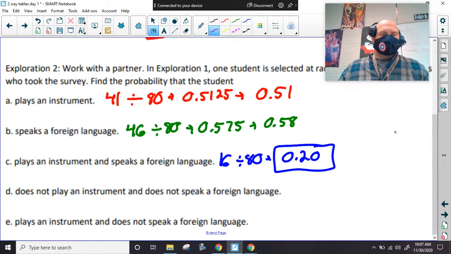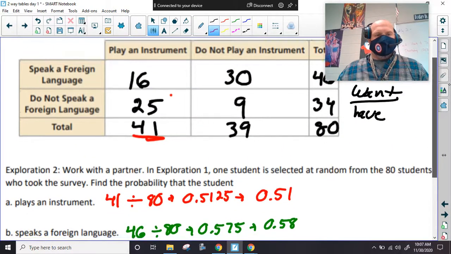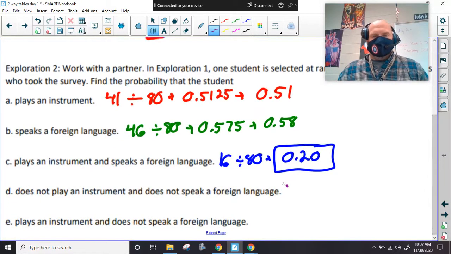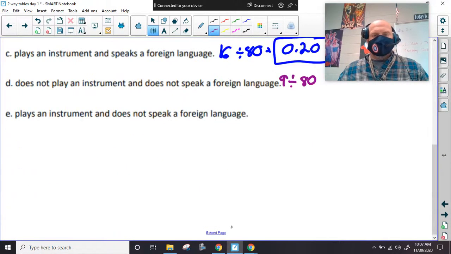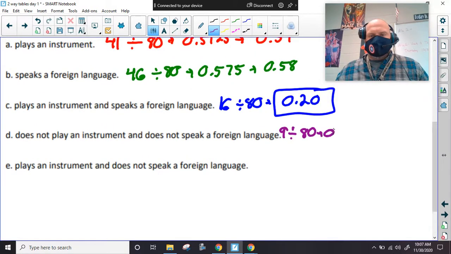Does not play an instrument and does not speak a foreign language. That's going to be our 9 students that don't do either. All right, and this gives me 0.1125, which is 0.11. Okay.